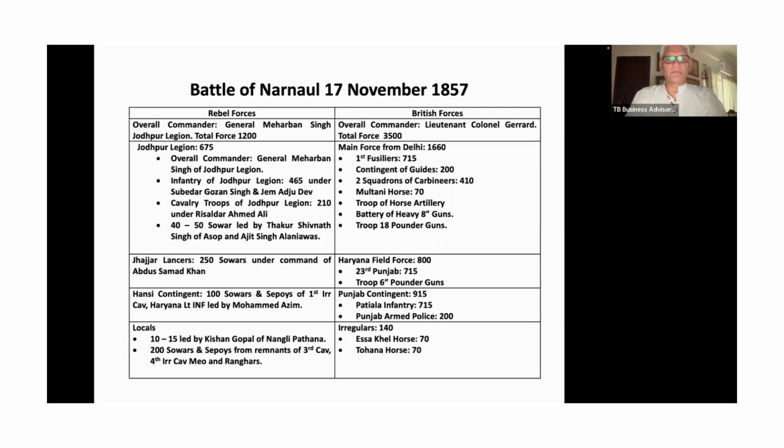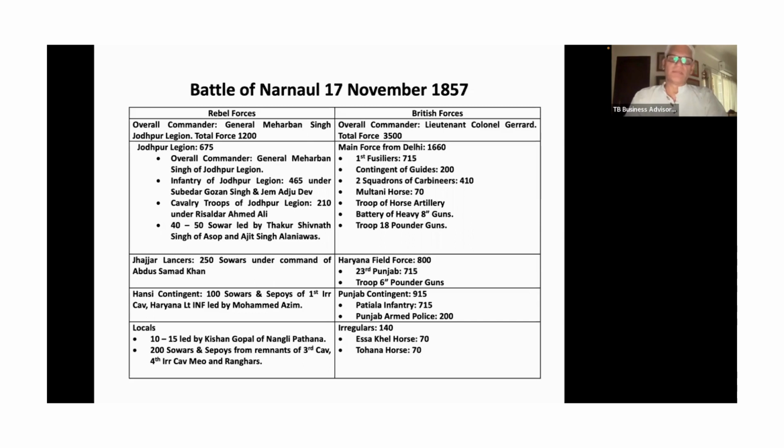Now, in the Battle of Narnaul, they were joined by about 250 sawars under command of Abdul Samad Khan, that is the Jhajjar Lancers, and there was a mixed contingent coming down from Hansi, led by Muhammad Azim, which included people from around Hisar, Hansi, as also Sawars and Sipahis of the 1st Irregular Cavalry, Haryana Light Infantry, which had rebelled at Hansi. And some locals, like 10-15 men led by Kisan Gopal of Nangli Pathana, and about 200 remnants of the 3rd Cavalry, 4th Irregular Cavalry, the local Meos and Rangars.